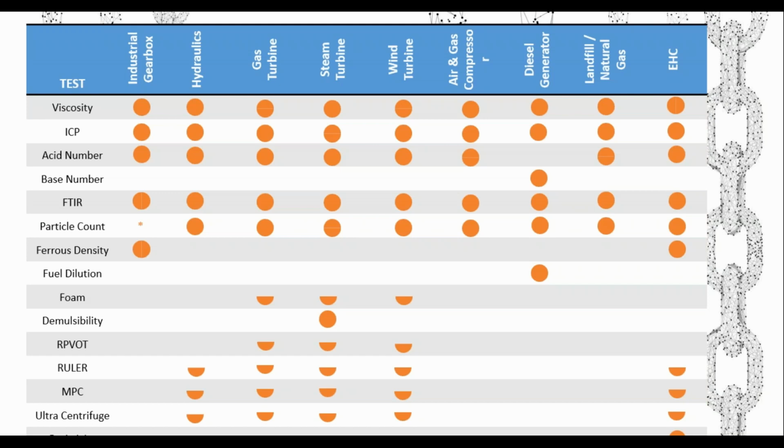Justin and I are not going to go into the technicalities of every single test method at this point. That will be saved for another time, but we want to go over how we can categorize these tests when we talk about machine health and lubricant health. What information are we able to yield by categorizing these tests? This is something that Justin is actually going to be helping us with.